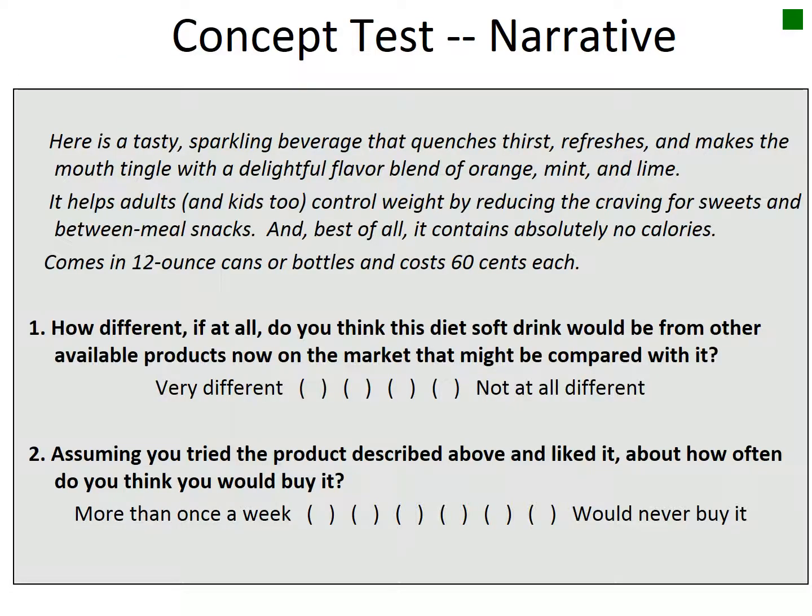Here's an example of a concept test that may or may not be so great in terms of the narrative. The narrative says, here is a tasty sparkling beverage that quenches thirst, refreshes, and makes the mouth tingle with a delightful flavor blend of orange, mint, and lime. It helps adults, and kids too, control weight by reducing the craving for sweets and between meal snacks. And best of all, it contains absolutely no calories. Comes in 12-ounce cans or bottles and costs 60 cents each. So here's an example of a narrative, and clearly this narrative is a commercialized narrative.